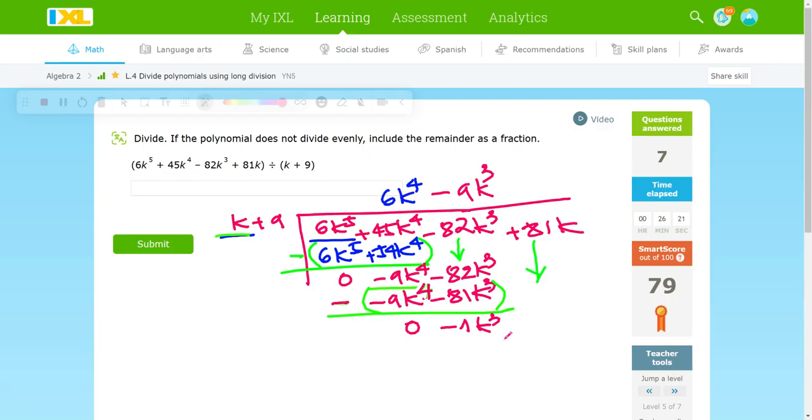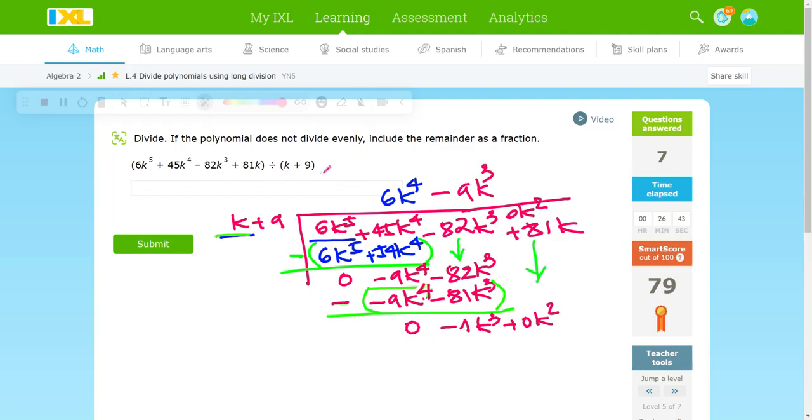Tricky part. We don't have the k squared term, so they trick you. When you move down, you have to put 0k squared. So I put right here 0k squared. Now let's do the multiplication.